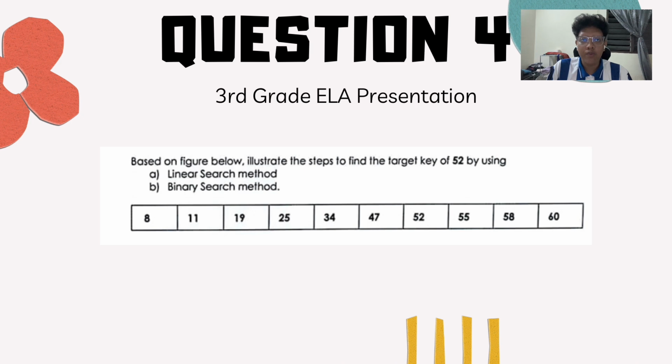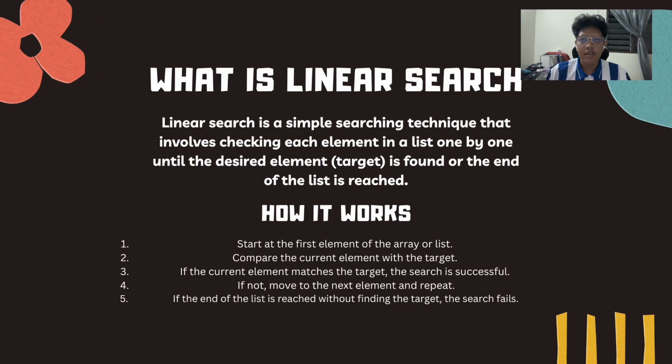So today I will proceed to question 4. Before we proceed to question 4, I will tell you guys about linear search. So what is linear search? Linear search is a simple searching technique that involves checking each element in a list one by one until the desired element is found or the end of the list is reached.